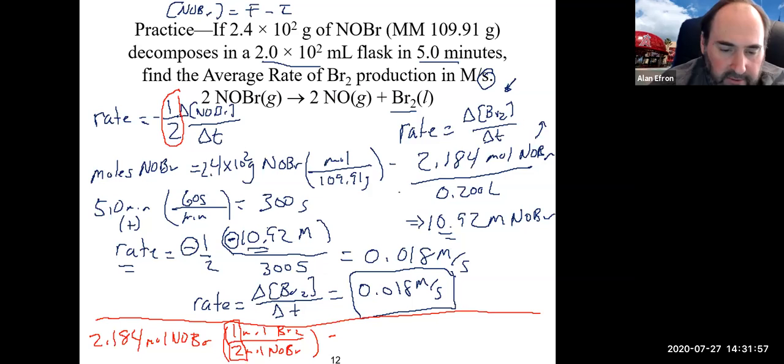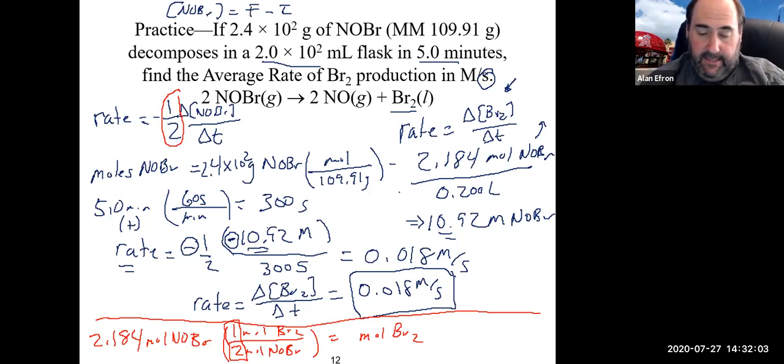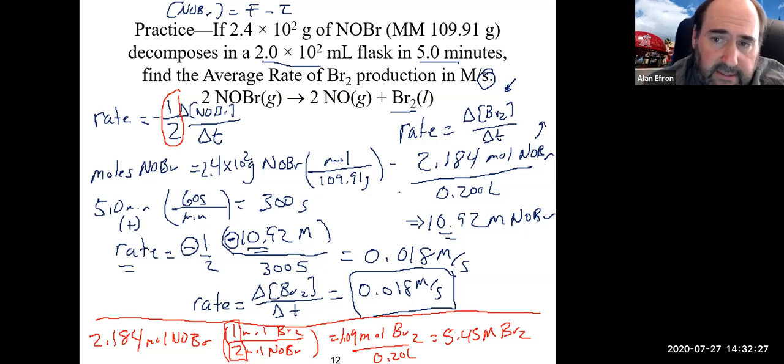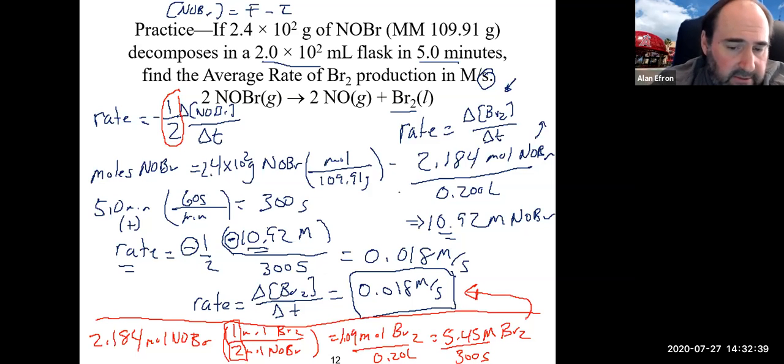And you get your moles of Br2, which in this case would be 1.09. And then at that point, you could have divided it by the 0.2 liters, which got you 5.45 molarity of the Br2. And again, at this point, you then could have used the seconds and divided that by the 300 seconds, and then you would end up with the same answer as here.